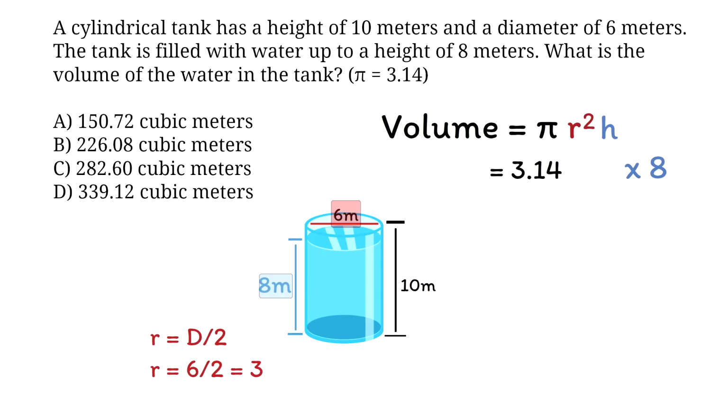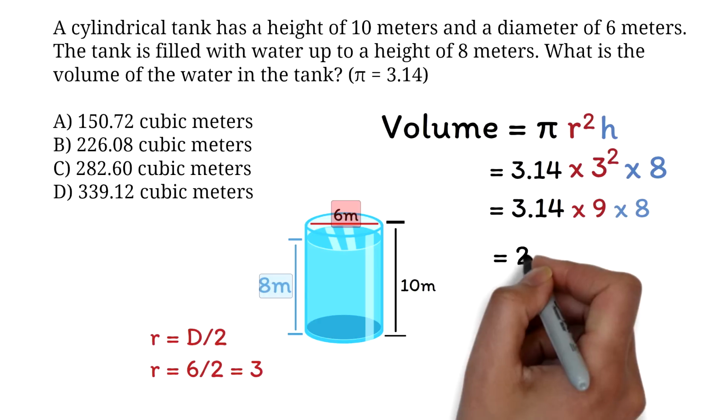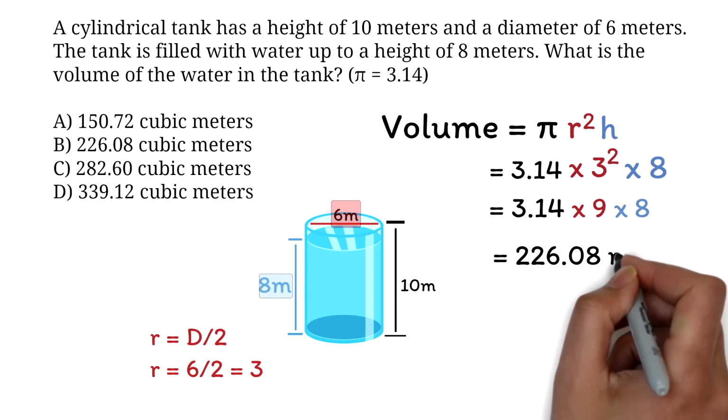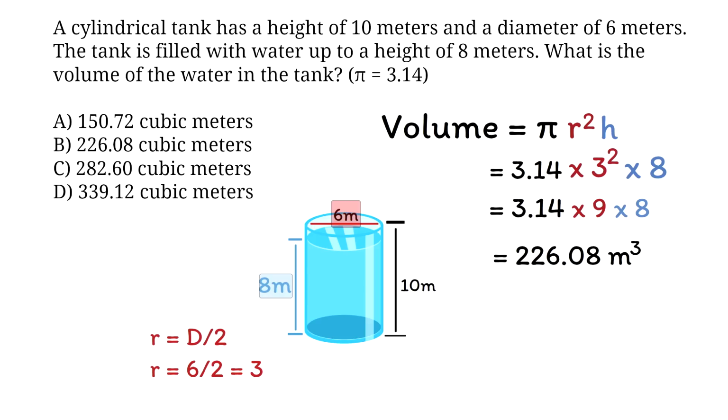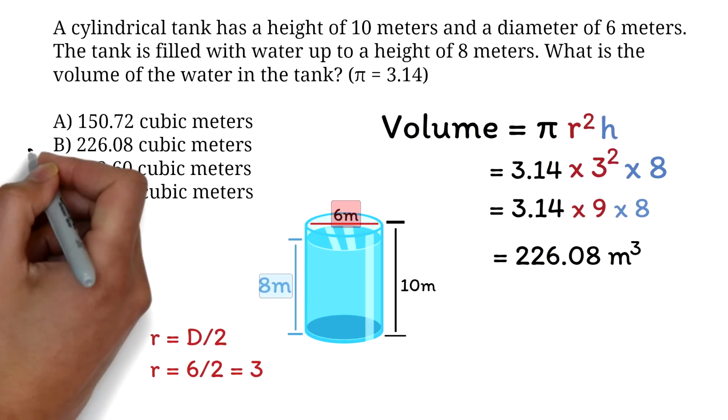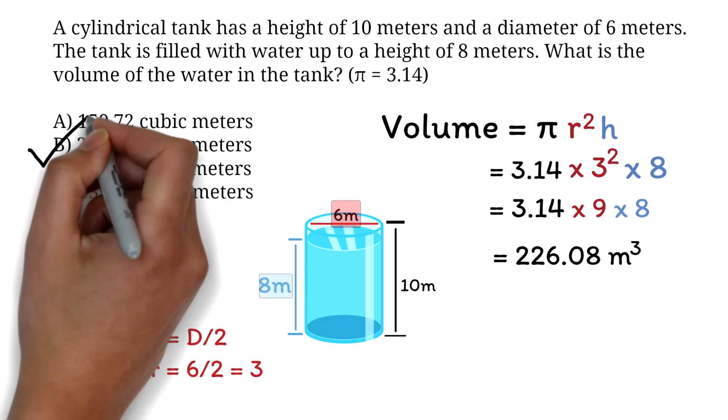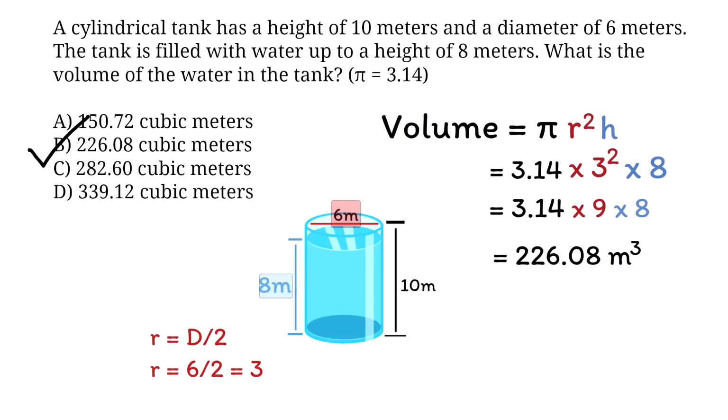Substituting the values, we have 3.14 times 3 squared times 8. 3 squared is 3 times 3, which is 9. This gives us 3.14 times 9 times 8. Now to get the volume of the water, we multiply 3.14 by 9 and by 8. And this gives us 226.08 meter cube as the volume of the water. So the correct answer is B, 226.08 cubic meters.